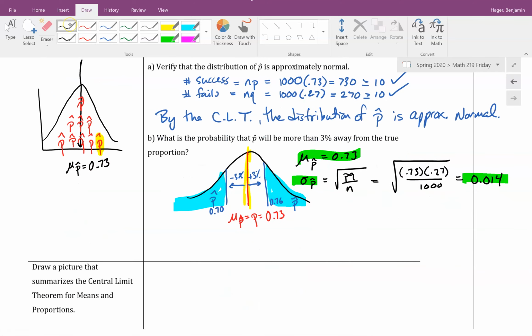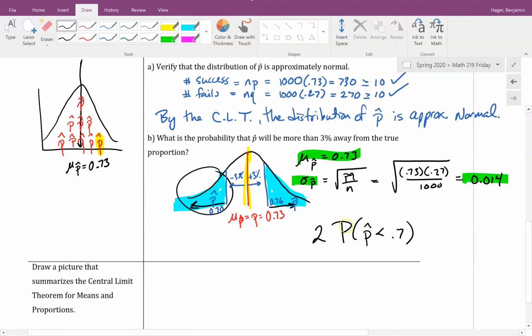So what I'm looking for is the probability that I'll get a p hat that lives in either of these arms. Remember, by symmetry, can't I just find one of these and double it up? So maybe I'm going to say it's the probability that p hat is less than 0.7, and I'm going to double that up. I'm going to take 2 times that amount.